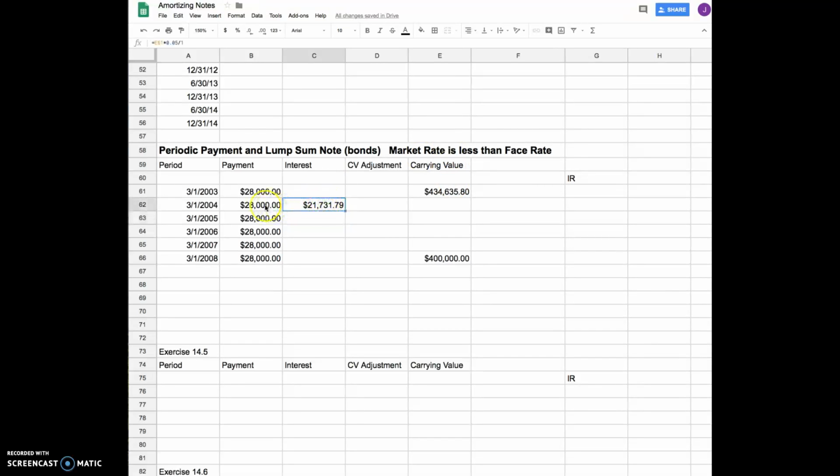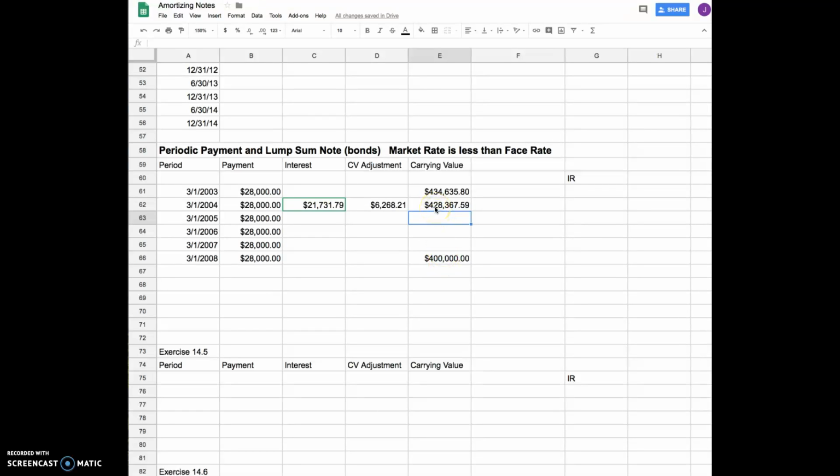All right. So now the interest payment is less than the actual payment. So the CV adjustment is going to be equal sign the actual payment minus what the interest revenue is. And since we actually owed less interest than the actual payment, we're going to deduct that from its current carrying value. And that's going to start bringing that carrying value down to what that lump sum payment is going to be at the end.